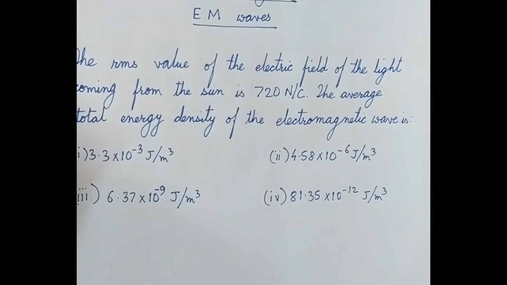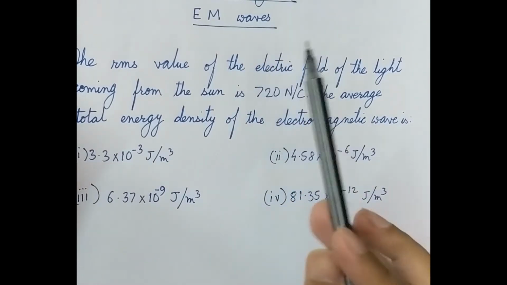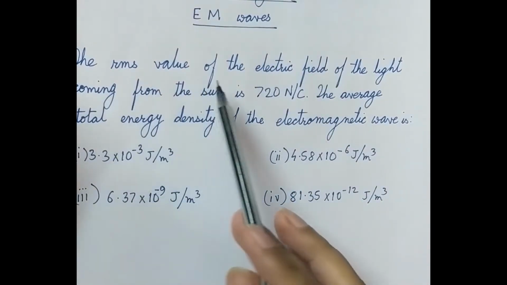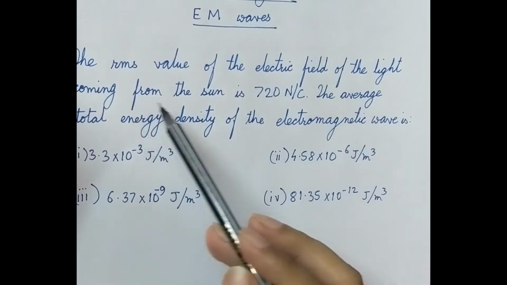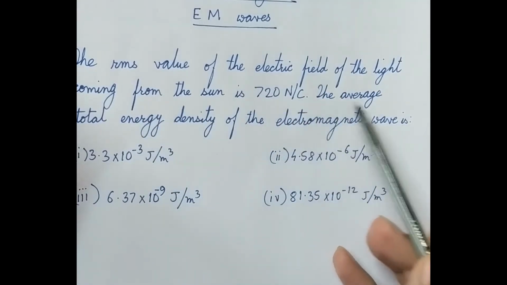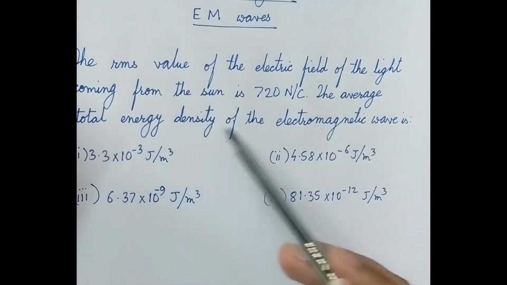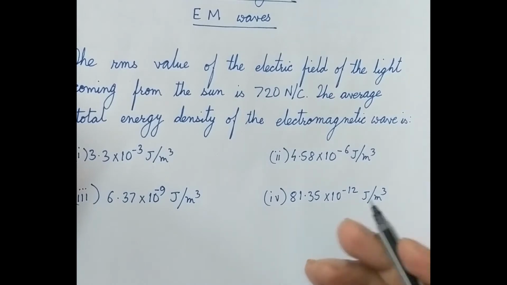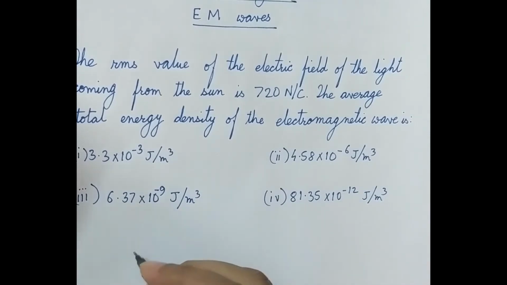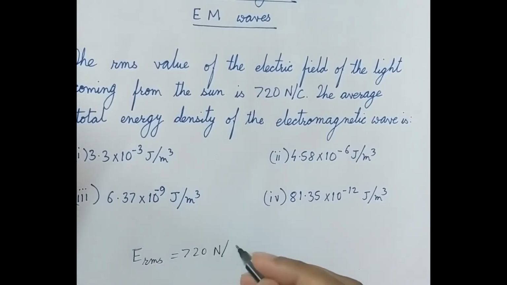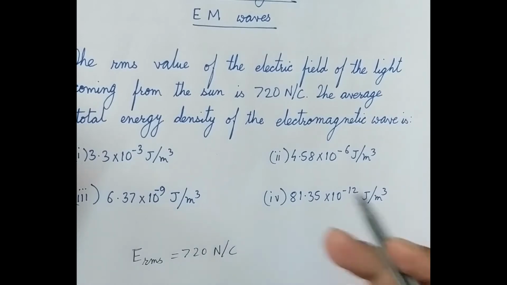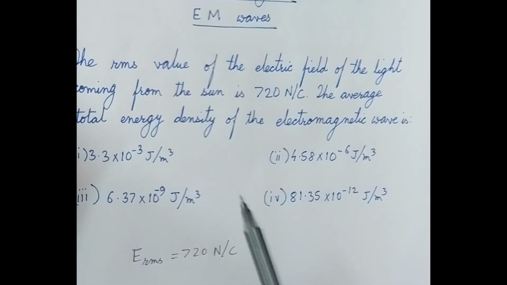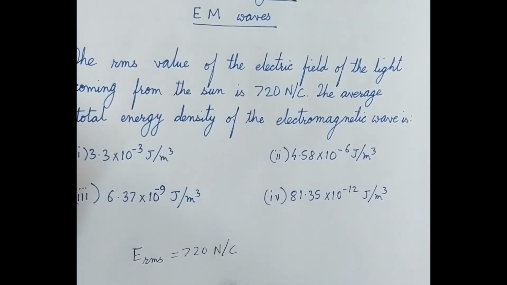Okay, so today we'll be starting with electromagnetic waves. The first question is: the RMS value of the electric field of the light coming from the sun is 720 Newton per Coulomb. The average total energy density of the electromagnetic wave is. Now over here we know the E RMS. The E RMS is given as 720 Newton per Coulomb. I'm ignoring the unit for now. It won't make much difference because they are all in SI units.